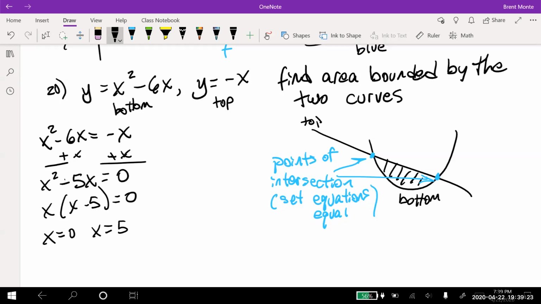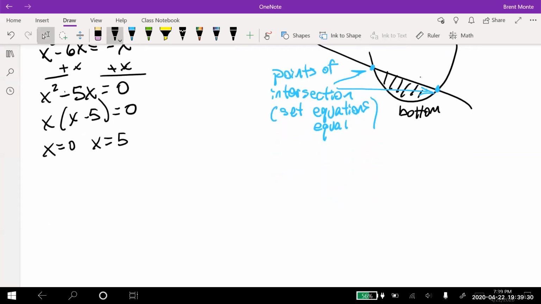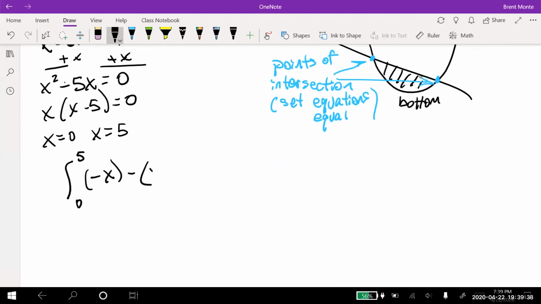So when I do that, the negative x is on top. So I've got my integral from 0 to 5 of negative x minus x squared minus 6x. This was the top, this was the bottom. We always do top minus bottom. If you end up getting a negative answer, it means one of two things: you did it wrong, or you did it backwards.